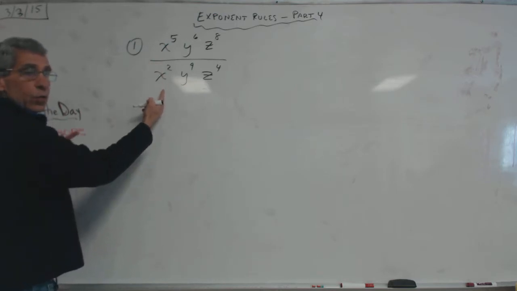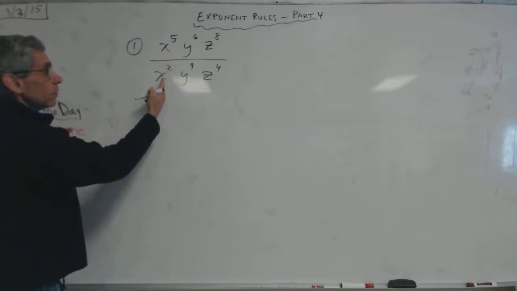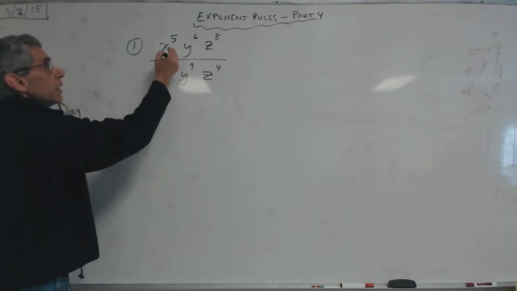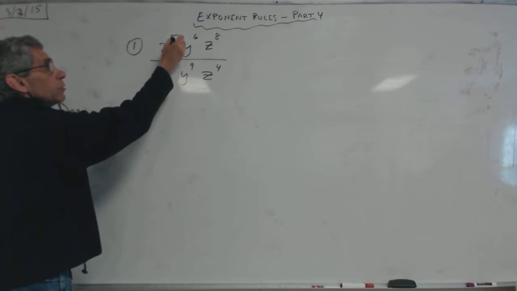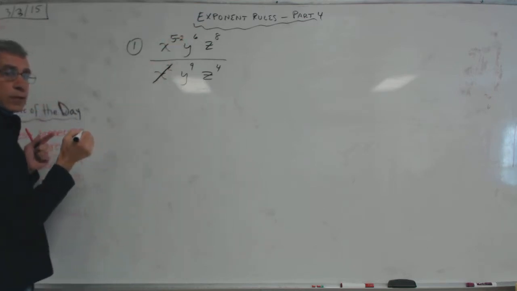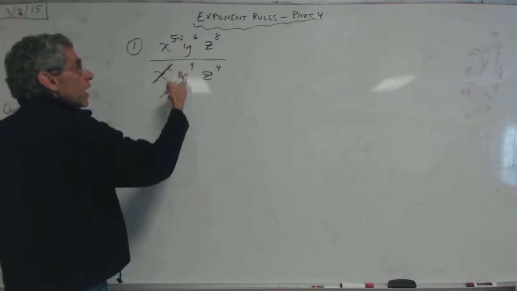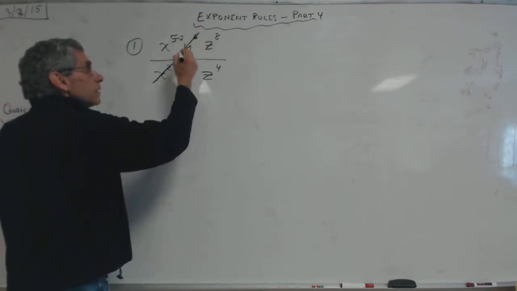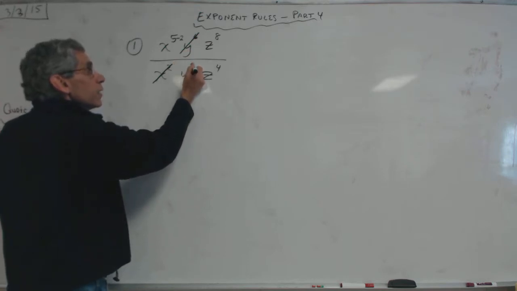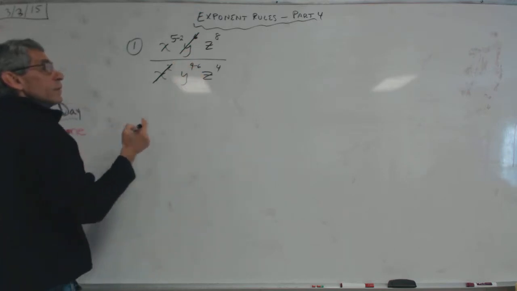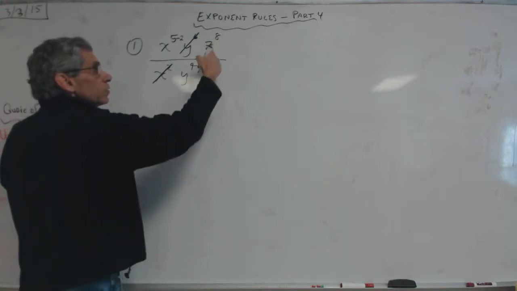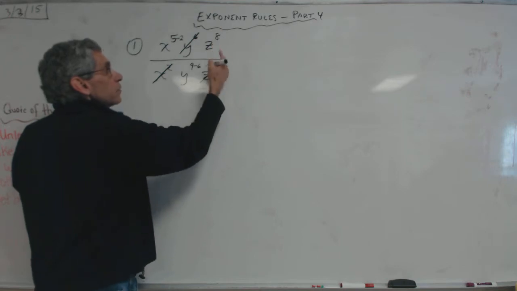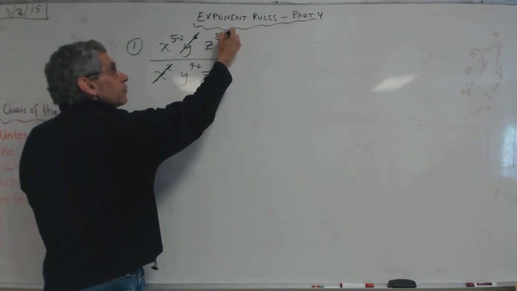By using this new method, I look for the same bases. I have x's. Which has the smaller exponent? x to the 2, so that's a positive 2. I'm going to cross it out and put a -2 up here. Does that make sense? Now look at my y's. Which has the smaller exponent? The 6. I'm going to cross out the y to the 6 and put a -6 here. Now my z's. Which is smaller? The 4. I'm going to cross that out, and that's a positive 4, so by bringing it up, it's a -4.